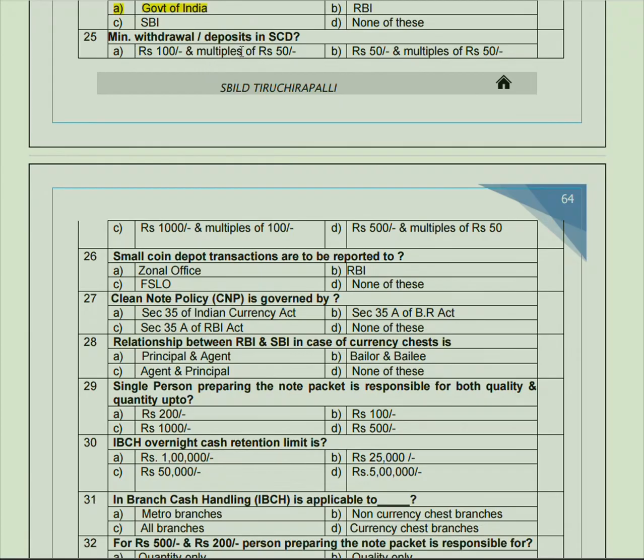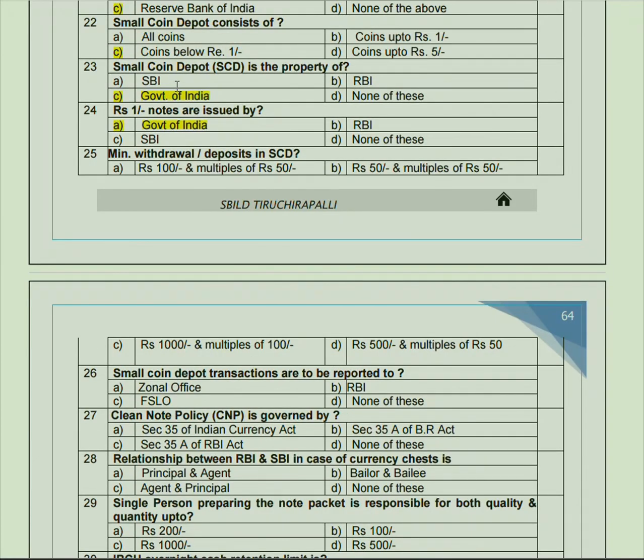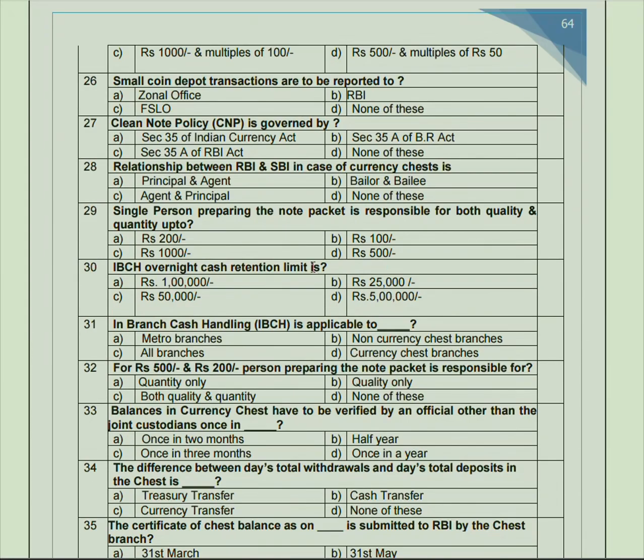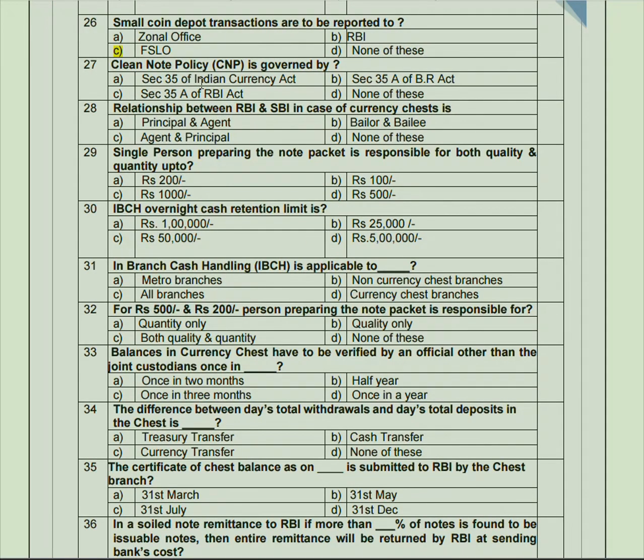25th, minimum withdrawal deposit in SCD, which is small coin depot. So how much we can do? We can do 100 minimum, and after that multiples of 50. 26th, small coin depot transactions are to be reported to. We have to report to FSLO. FSLO will be dealing with small coin depot transactions. Clean note policy is governed by Section 35A of RBI Act.